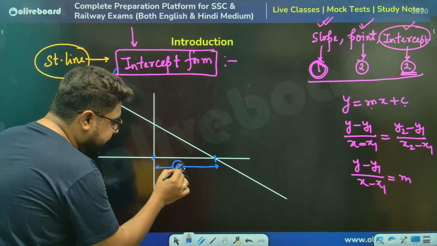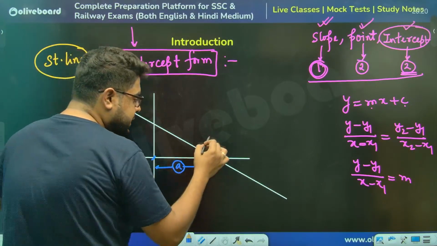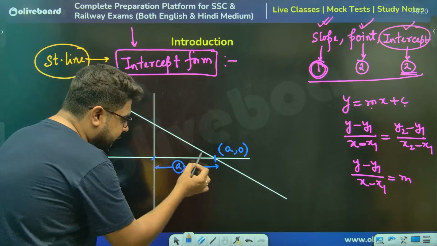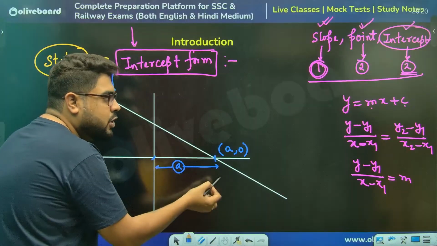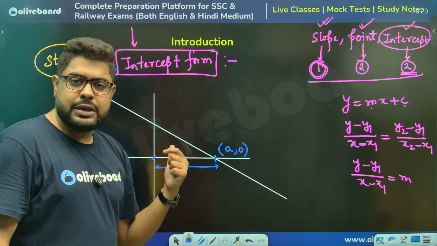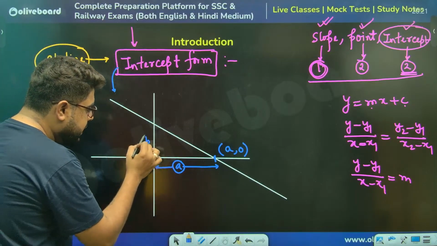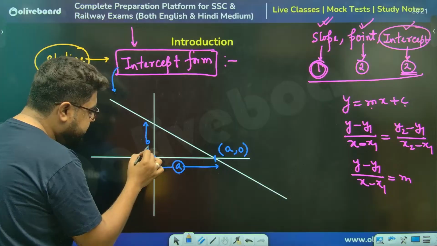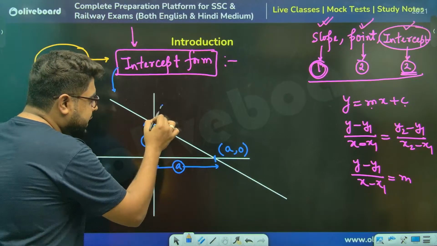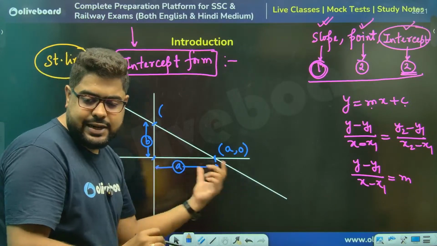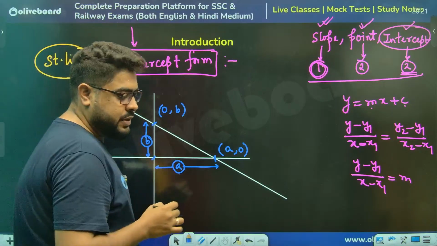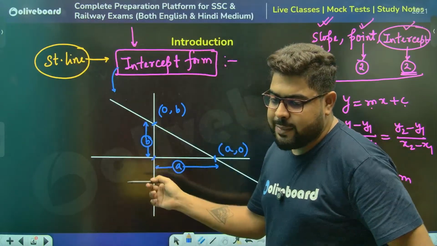If I call this A, by the basic definition this point is going to be (A, 0), because we go A distance in this direction and no distance in the y direction, meaning 0. Similarly, if this distance is B, this is the y-intercept. We go no distance in the x direction, so it is 0, and in the y direction we go B. So this point is (0, B).